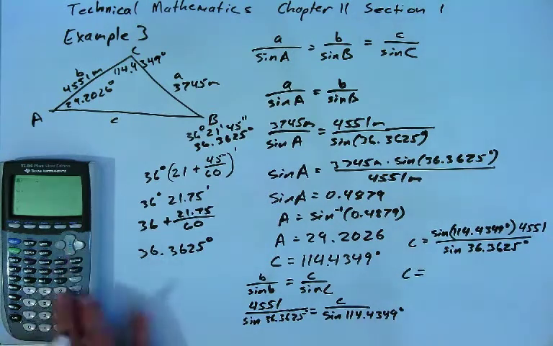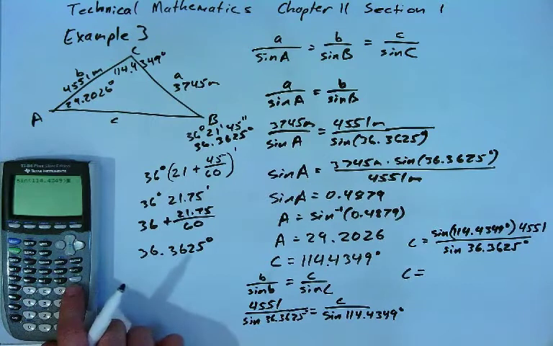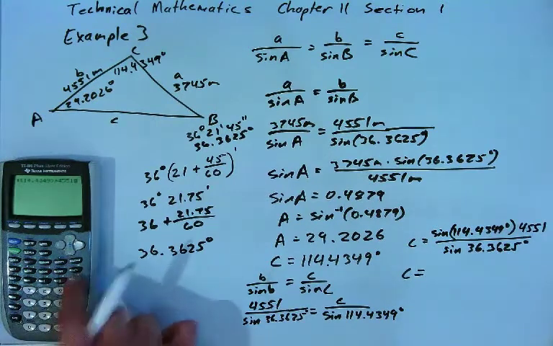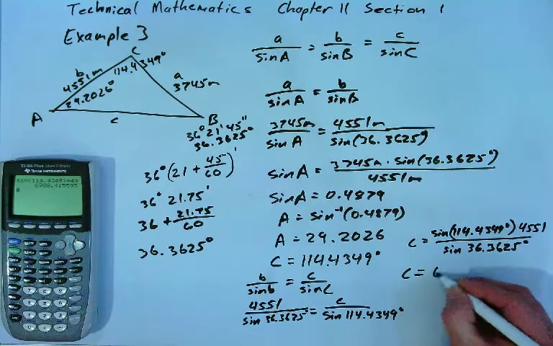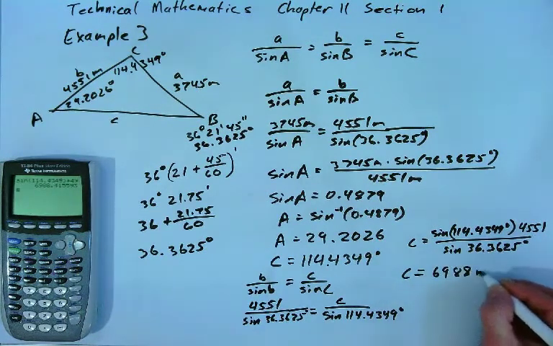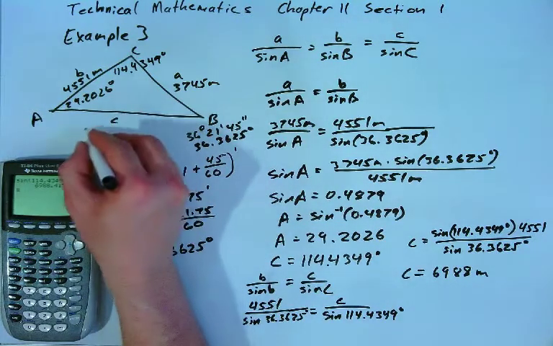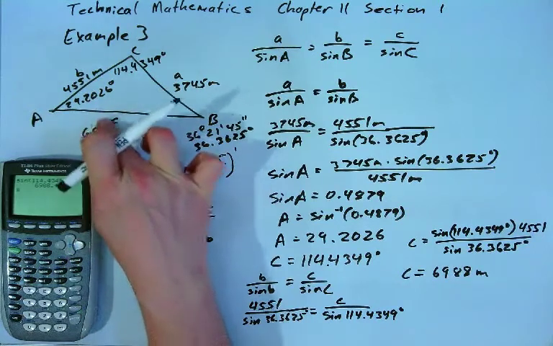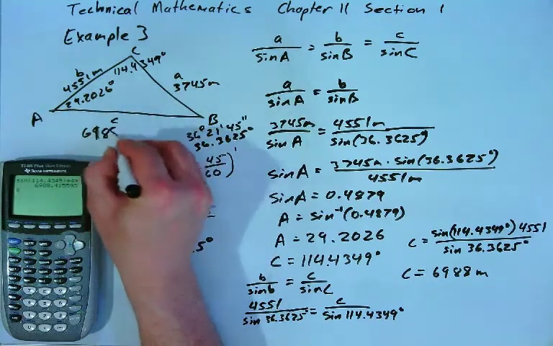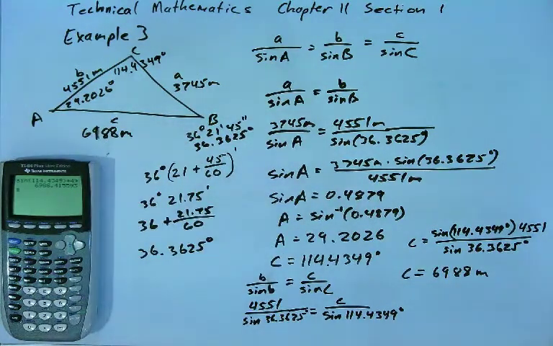So we'll plug this into our calculator. We have the sine of 114.4349, close parentheses, times 4551 divided by the sine of 36.3625 equals. And C will be equal to 6988 meters. So the final information is that side C is 6,988 meters. So now we know all of the information of the triangle, we know all three angles, and we know the length of all three sides.